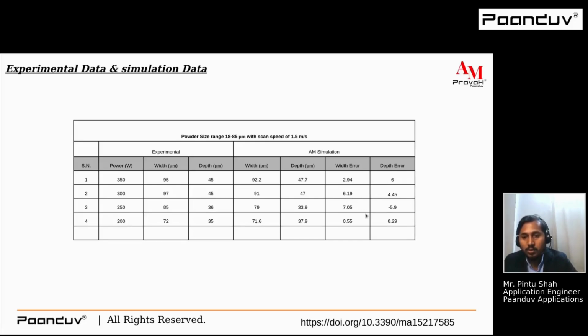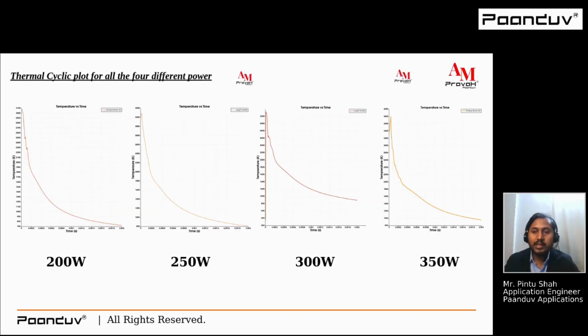So and so on, it is going on. So yes, we can say that our AM PravaH simulation has a very close result with the experimental data. So you can see here. After that, what other things can we see? We can plot the thermocyclic plot. I had plotted the thermocyclic plot for all four different powers.